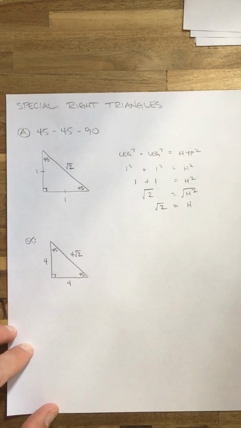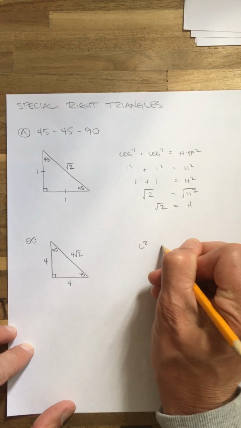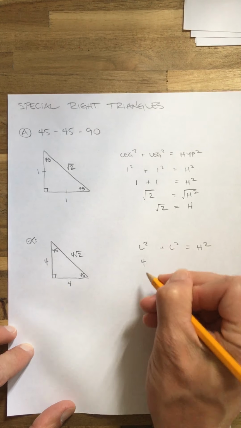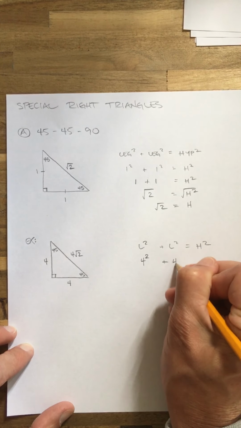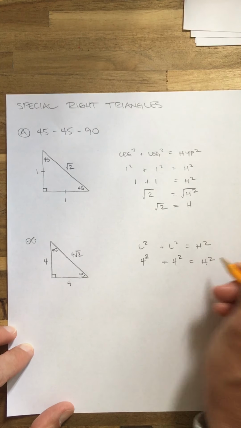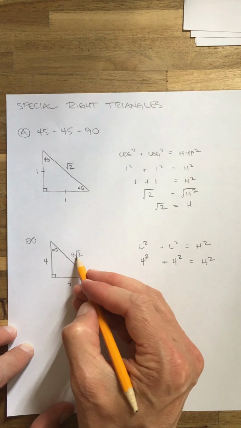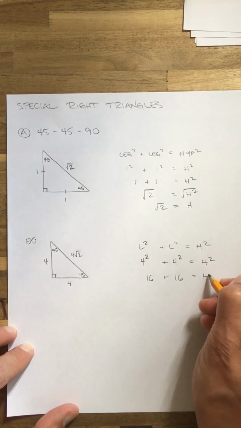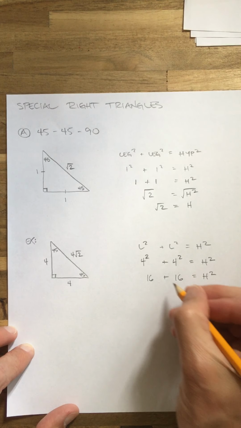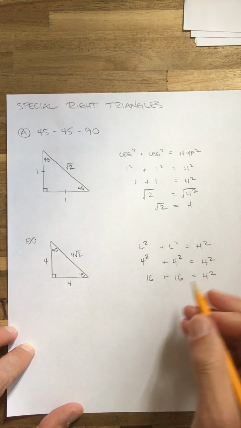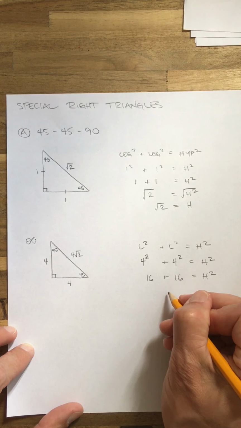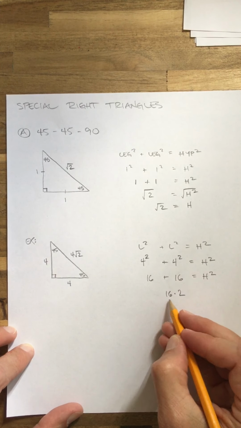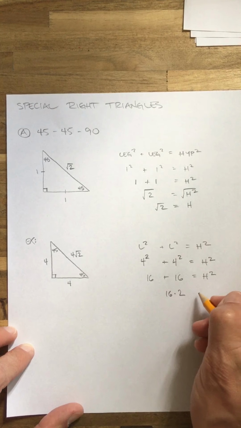Now watch, I'll prove it to you if you don't believe me. Leg squared plus leg squared equals hypotenuse squared. The leg is 4, so 4 squared, plus the other leg is 4, 4 squared, equals hypotenuse squared. I'll prove to you that h is going to be 4 square root 2. 4 squared is 16, plus 4 squared is 16, equals h squared. 16 plus 16 is 32, or in other words, 2 times 16. Isn't 16 plus 16 the same as 16 times 2? There's a reason I wrote it that way, you'll see.